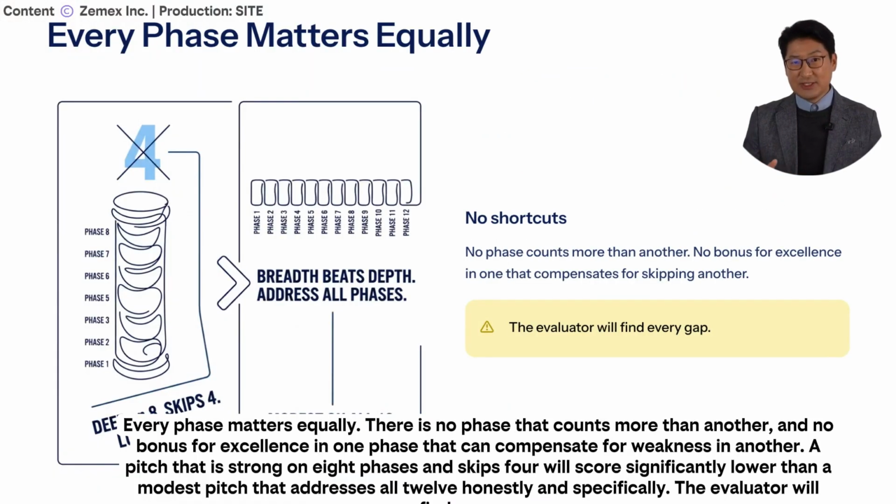Every phase matters equally. There is no phase that counts more than another, and no bonus for excellence in one phase that can compensate for weakness in another. A pitch that is strong on 8 phases and skips 4 will score significantly lower than a modest pitch that addresses all 12 honestly and specifically. The evaluator will find every gap.